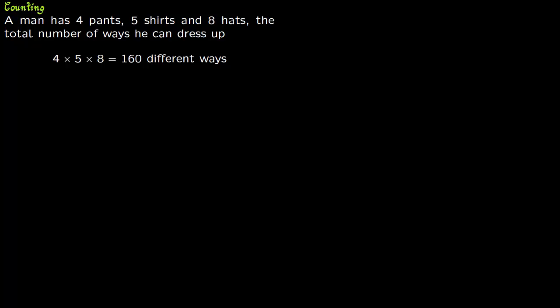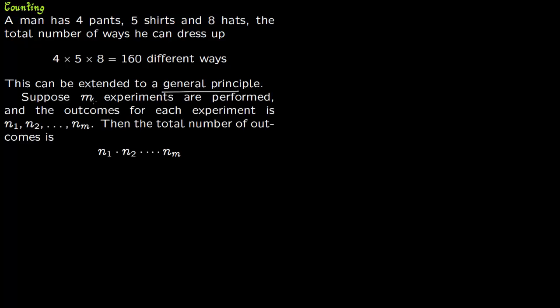Now we can extend this above result to a general principle. Suppose there are m experiments that are performed. Each of these experiments has an outcome n1, n2, n3, n4, and so on all the way to nm. So the experiments are 1, 2, 3, 4 all the way to m, and n1 to nm are the corresponding outcomes. Then the total number of outcomes possible is n1 times n2 times n3 all the way to nm.